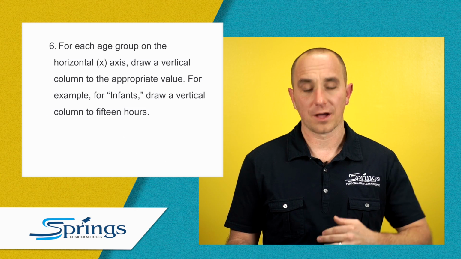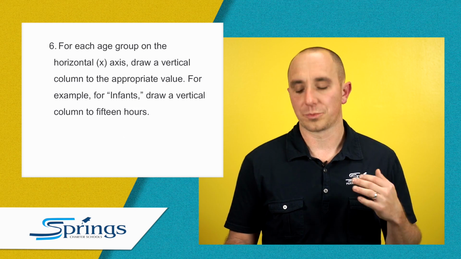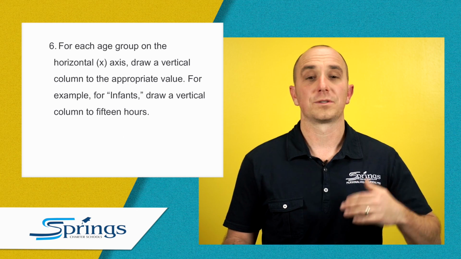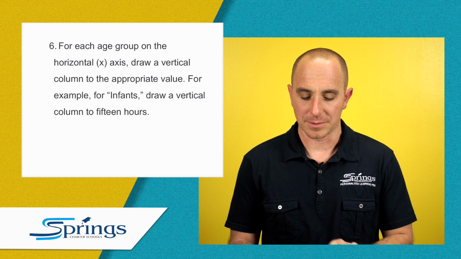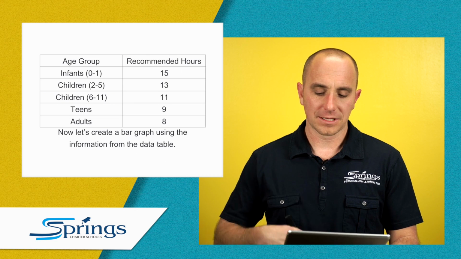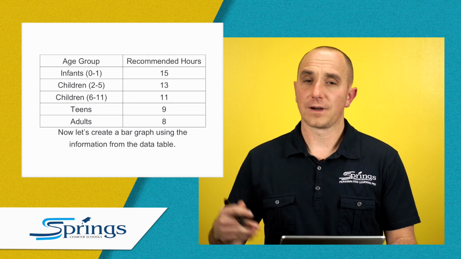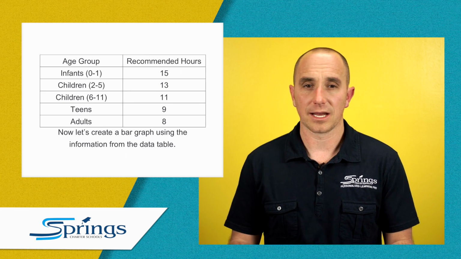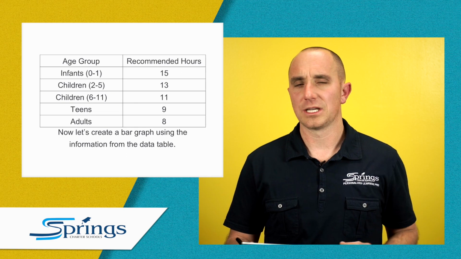Now the 6th thing we need to do. For each age group on the horizontal or x-axis, we need to draw a vertical column to the appropriate value. For example, for infants, we're going to draw this vertical column to 15 hours. I'm going to slide back and want you to write down the different times. Take a moment, jot down: infants 15 hours, children 2 to 5, 13 hours, children 6 to 11, 11 hours, teens 9, and adults 8. Pause me if you need to, write those down, and then we'll continue on.